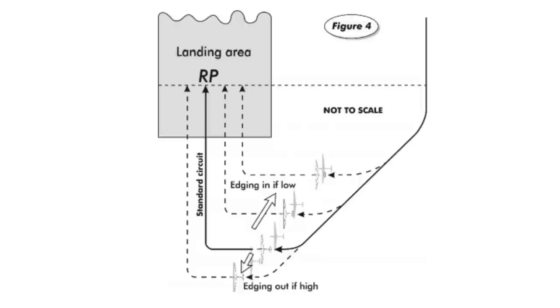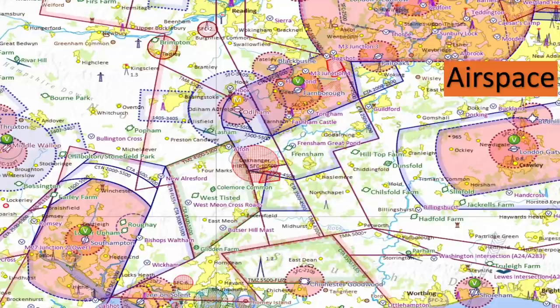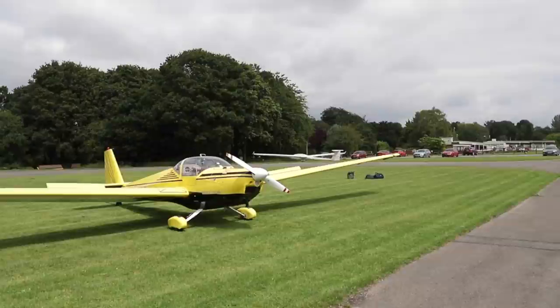We finished off the brief with a discussion about the airfield layout at Lasham, key points to watch out for on the ground, along with the key points in the air, discussing the use of the FLARM and the UDI. Finally, we covered the local airspace and the operating training areas before jumping back in the aircraft for my second gliding lesson.